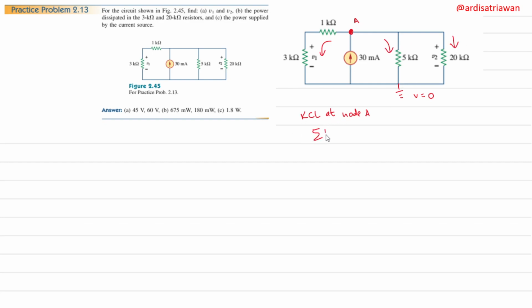So the current that goes in is equal to the current that goes out according to KCL, and the current that goes in is only from this 30 milliampere current source, and all the other currents are going out. The first one is VA divided by 1 plus 3, which is 4, and then the second one is VA divided by 5, and the third one is VA divided by 20.